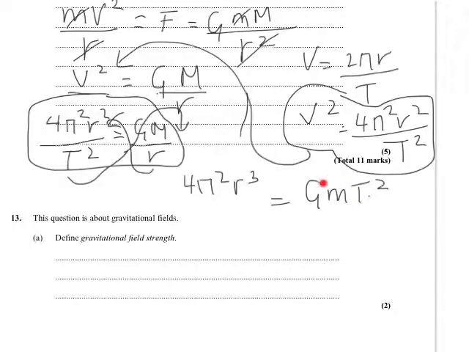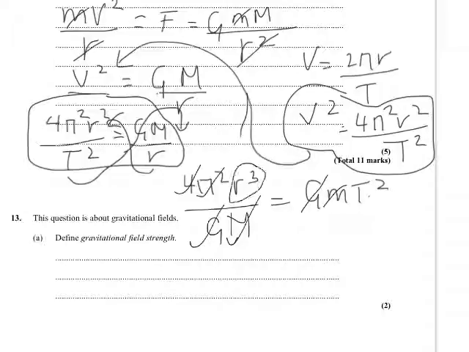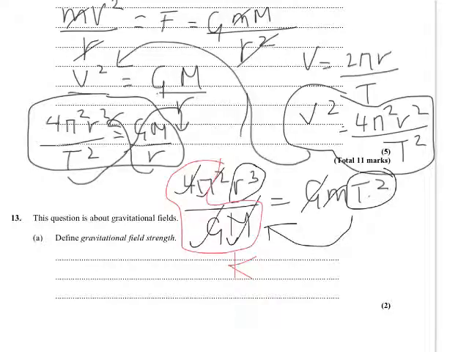And now we're going to pass this over to that side, because we're going to cancel these and go here. And what you can see is that all of these are constants. 4 is a constant, pi squared is a constant, G is a constant, and M is a constant. And r and T are proportional. Okay, and in fact, T squared is equal to a constant, which is 4 pi squared over GM, times r cubed, sorry.